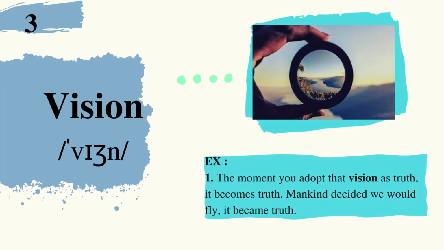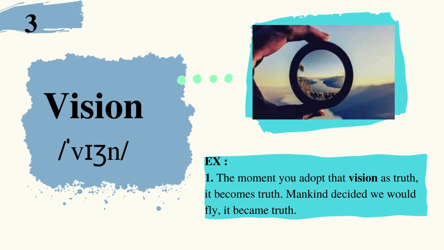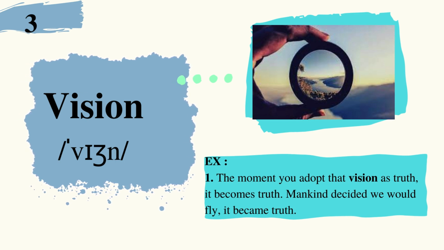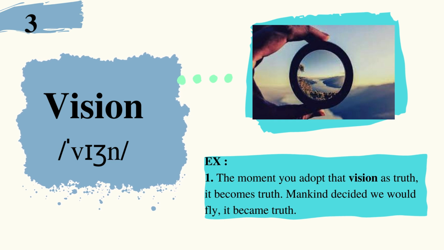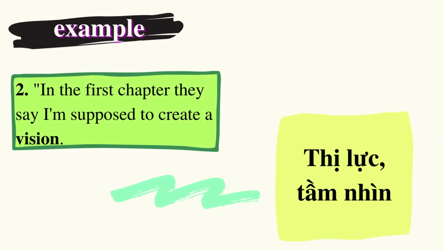3. Vision. Vision. Example. The moment you adopt that vision as truth, it becomes truth. Mankind decided we will fly, it became truth. In the first chapter, they say I'm supposed to create a vision.